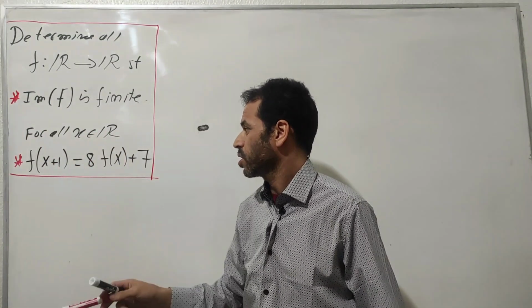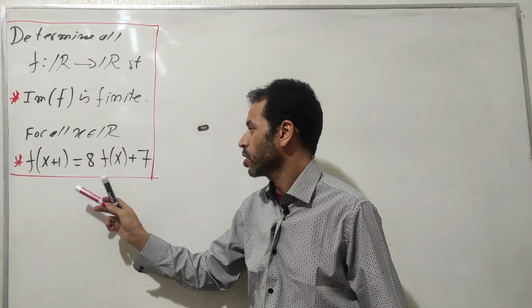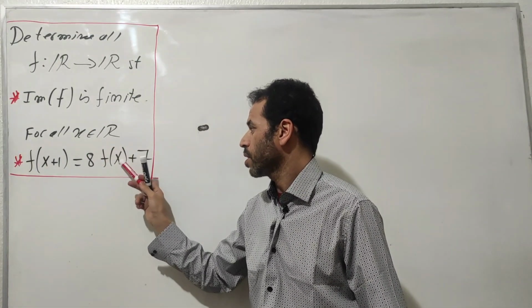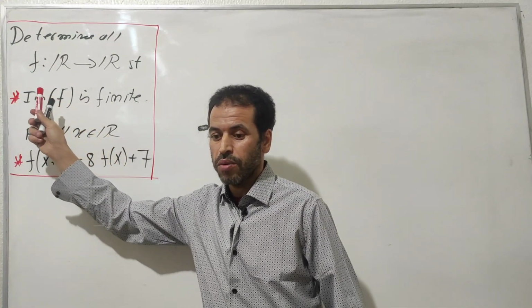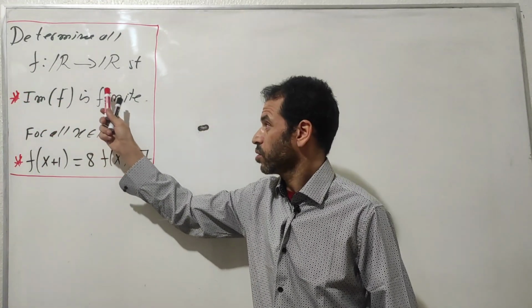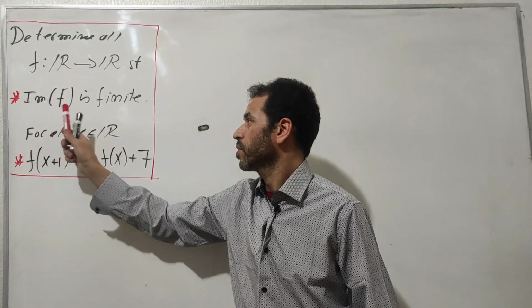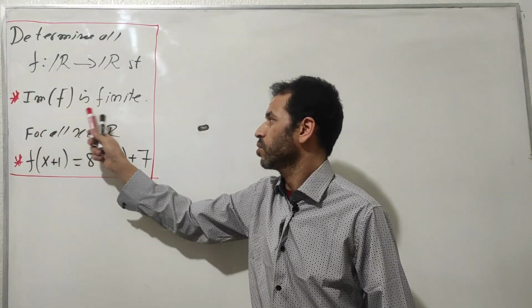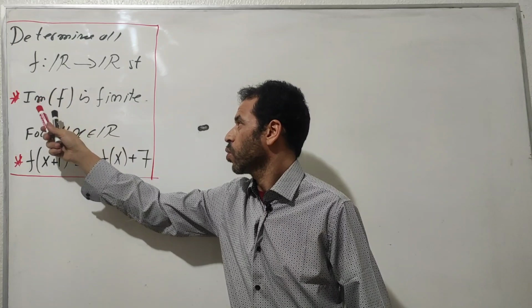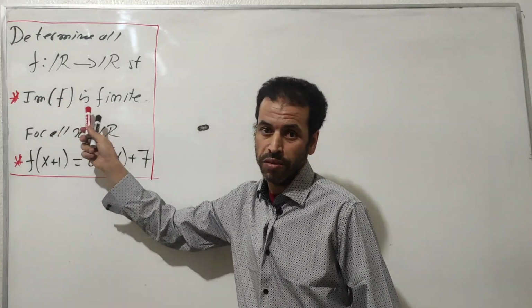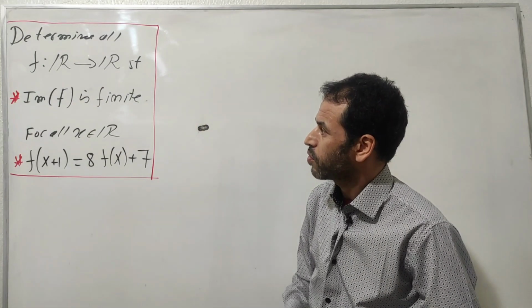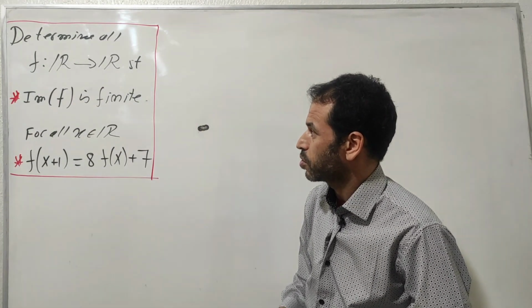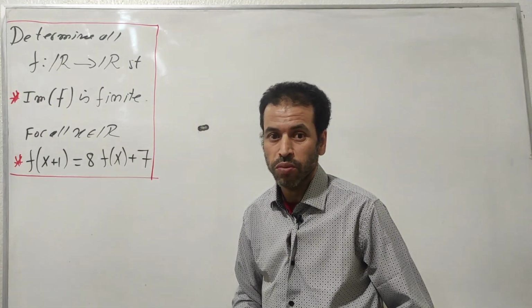The second condition: for all x a real number, f of x plus 1 equals 8 multiplied by f of x plus 7. What happened here is that instead of having infinitely many output values for this f, we have taken a finite image for this function. Let's suppose this function is a constant function.